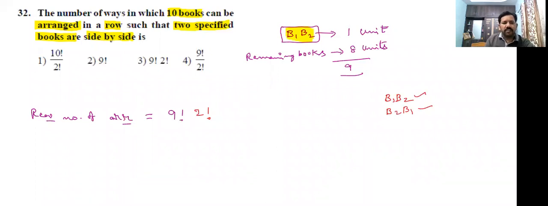Okay. So finally, what is the answer? 9 factorial into 2 factorial. Third option, correct.